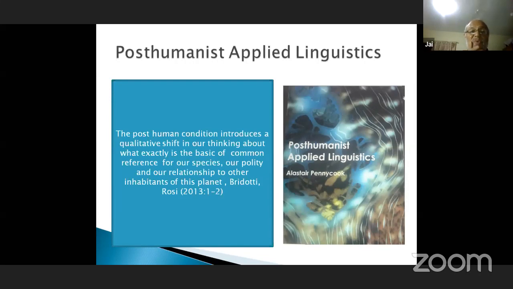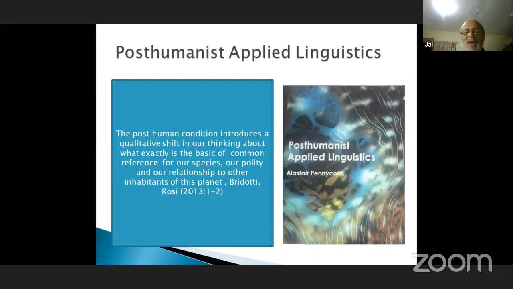So here, the post-human condition introduces a qualitative shift in our thinking about what exactly is the basis of common reference for our species, our polity, and our relationship to other inhabitants of this planet. There may be inhabitants, but there may be non-human also.